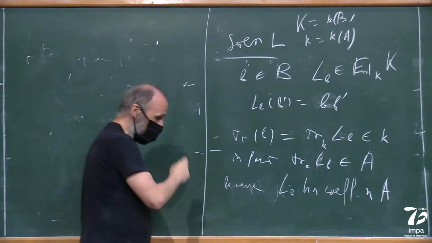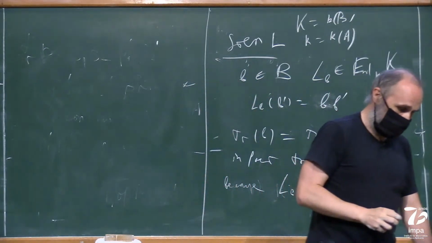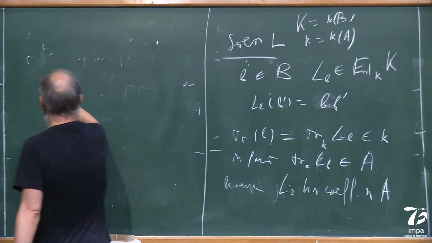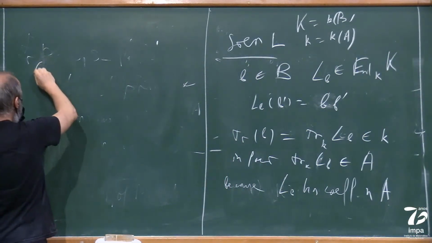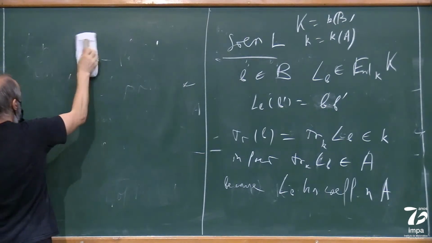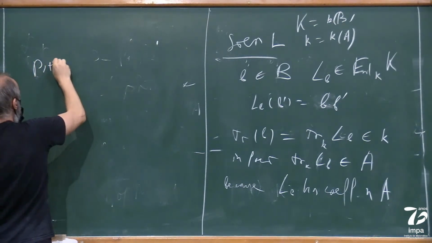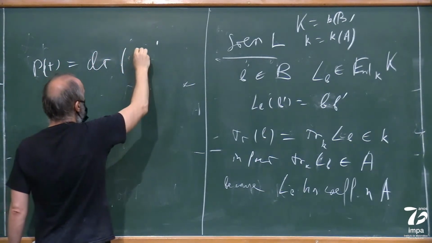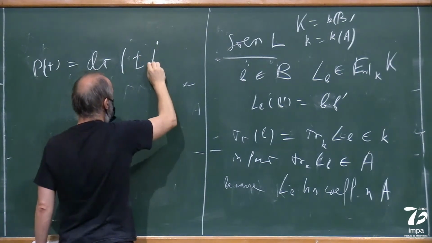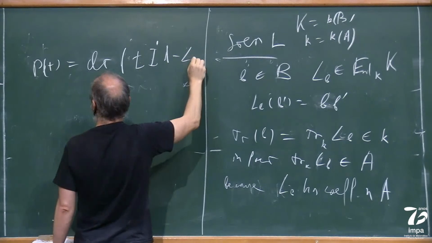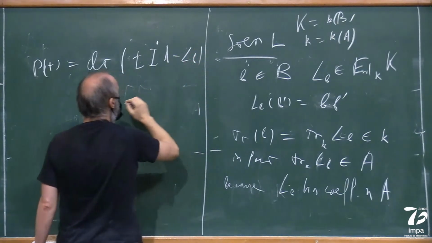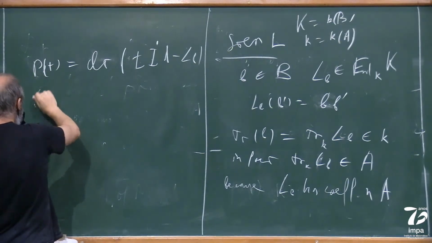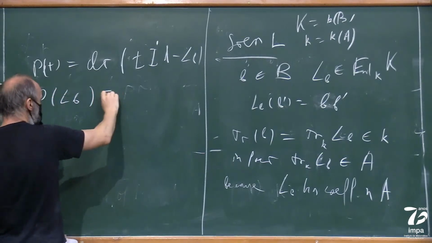So here the argument is based on the Cayley-Hamilton theorem, which says that if you write the characteristic polynomial P of t equal to the determinant of t identity minus LB, then P of LB is 0.